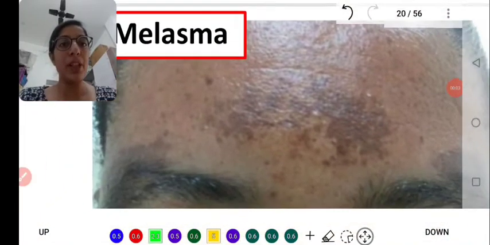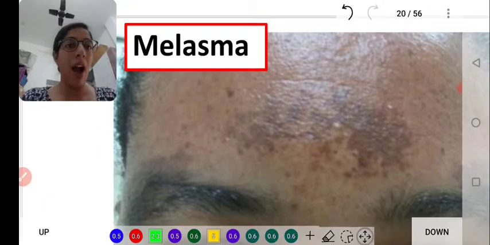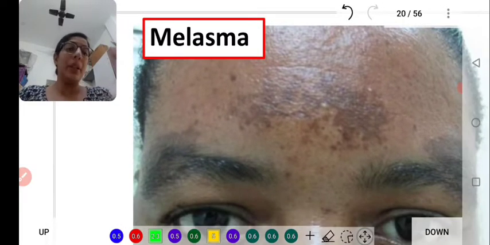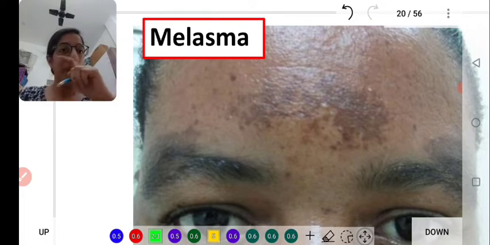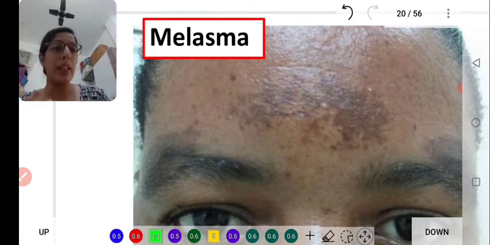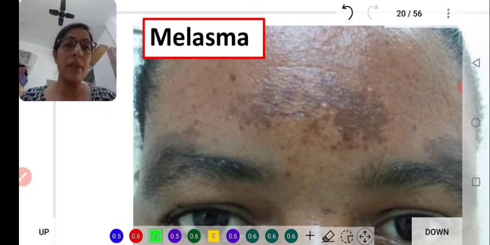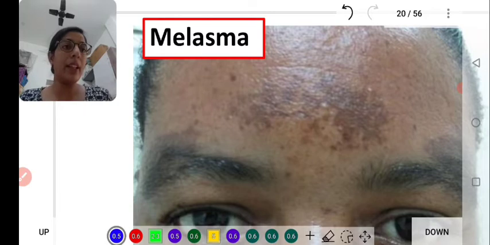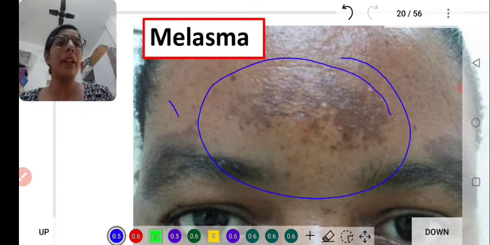Now the next image of melasma. Okay, these are the pigmentations. It mainly happens when there is exposure to sun rays. That's why we use SPF 25 BB creams, to prevent this kind of pigmentation.